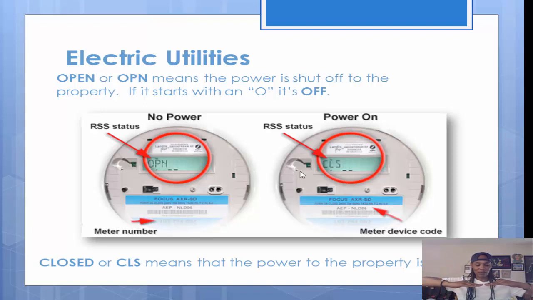So closed means they are making contact together and now energy can flow, or open, where energy cannot flow or voltage cannot flow through that circuit. All right, so this is a lot of the more recent electric meters that I've seen.